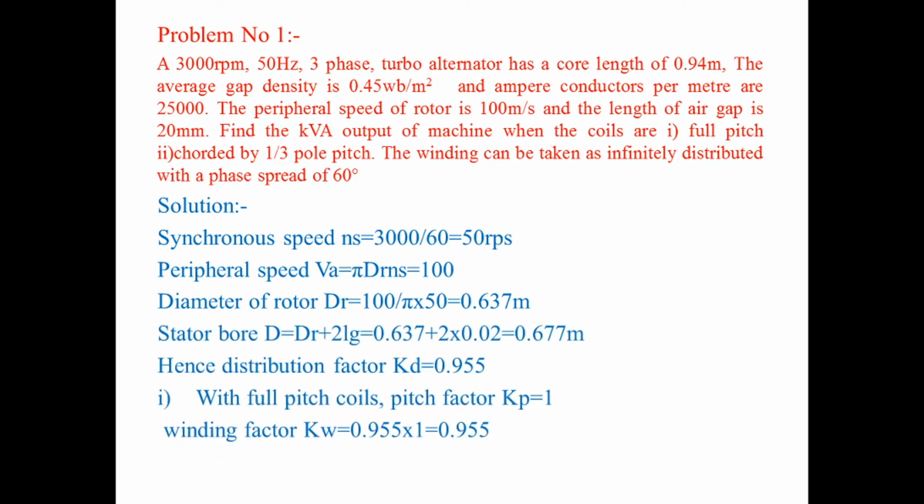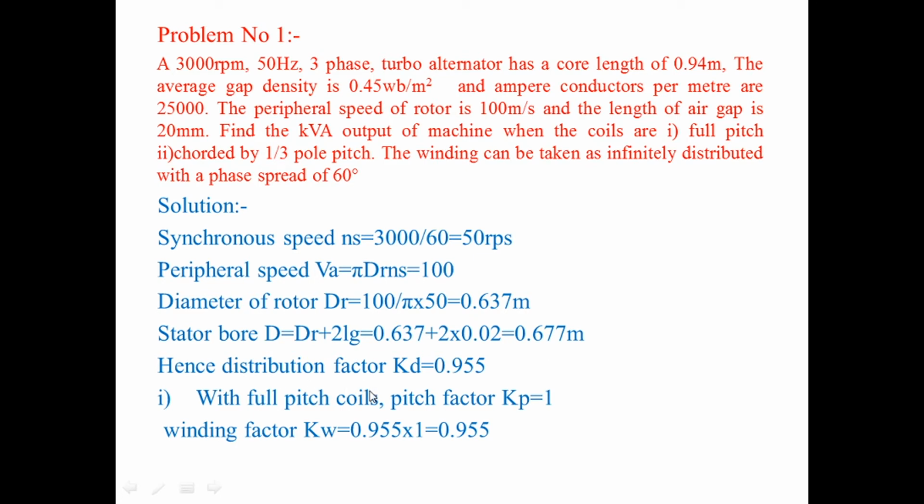So the stator bore is capital D, which is equal to dr plus 2 into Lg, the length of the air gap. So 0.637 plus 2 into 0.02, since the length of air gap is given as 20 millimeter. So you have to substitute 0.02 in terms of meter. So 2 into 0.02, you will be getting 0.677 meter. That is the stator bore diameter, capital D.